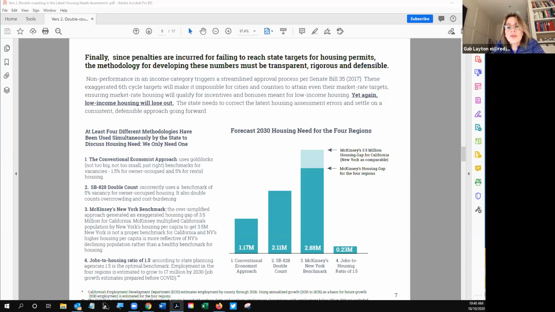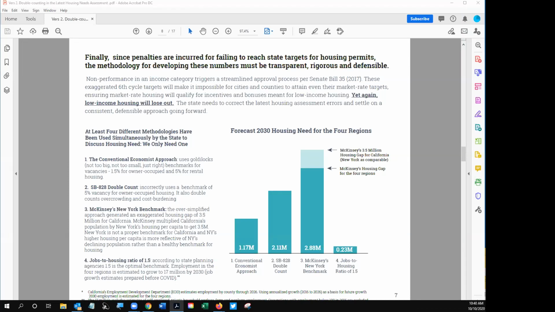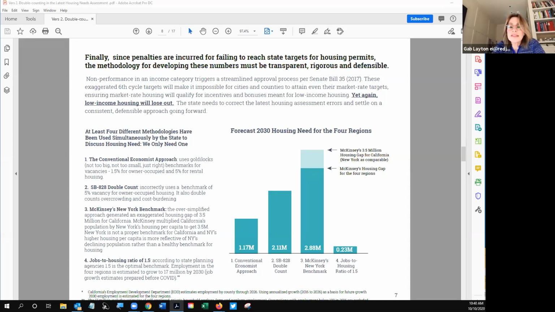The new HCD method, which has the double counts that were introduced by SB 828, has the number at 2.11 million. That McKinsey number, which we were talking about before, which had come up with 3.5 million houses by 2030, their number just for the 4 regions would be 2.88 million of that 3.5 million.